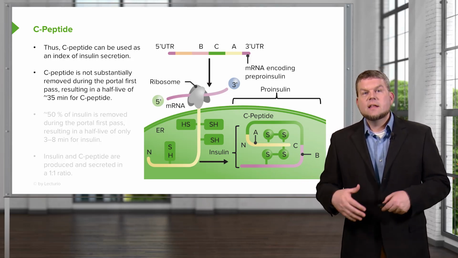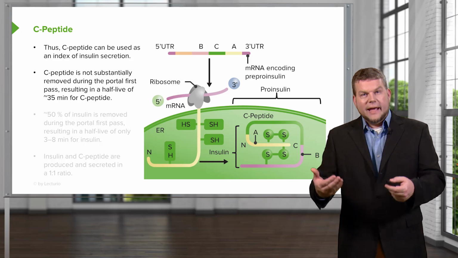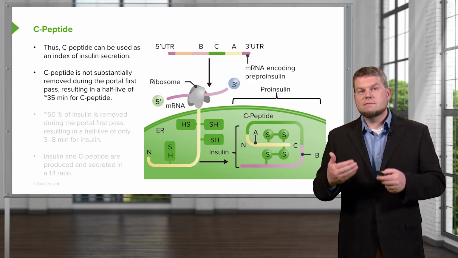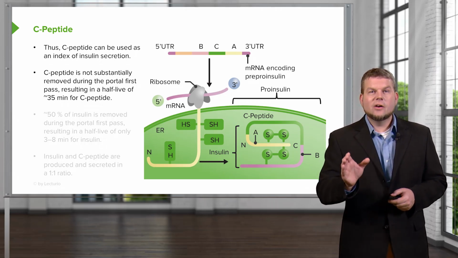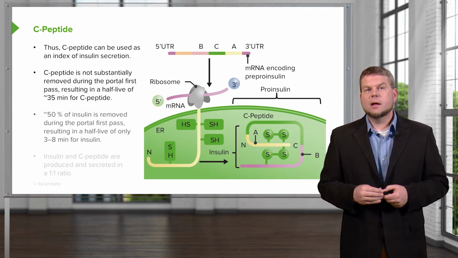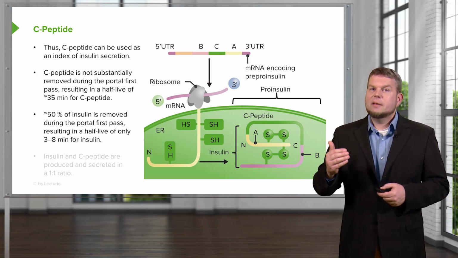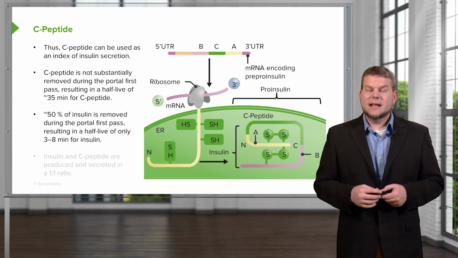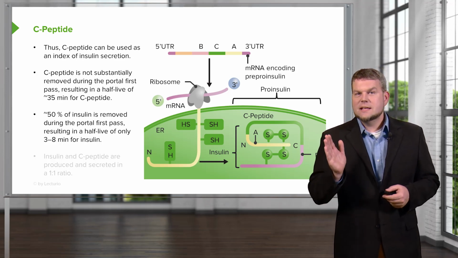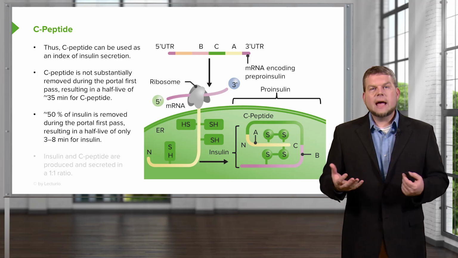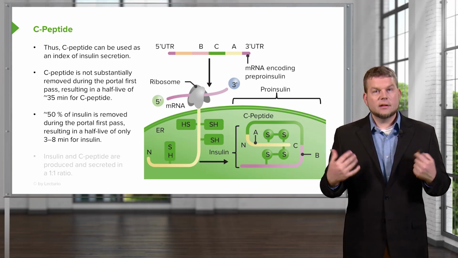C-peptide is then passed through this first pass system in a slower time frame. Therefore, it has a longer half-life, about 35 minutes. If you compare a 35-minute half-life versus a 3 to 8 minute half-life, you can see that C-peptide stays in the circulation longer. How is that useful for you clinically?